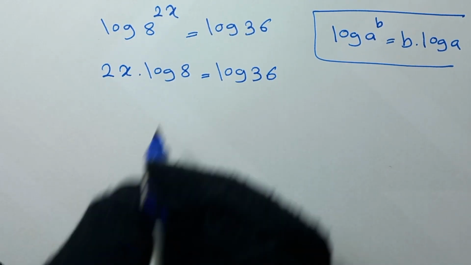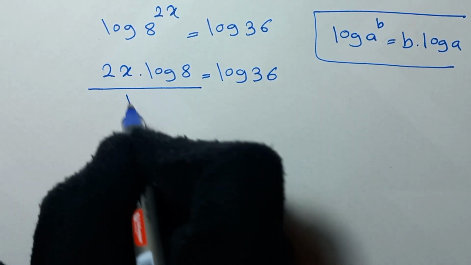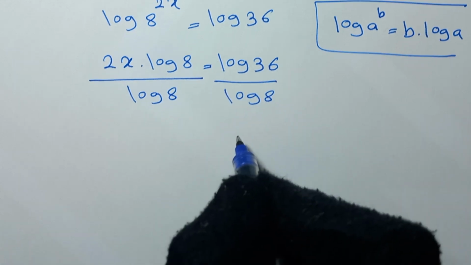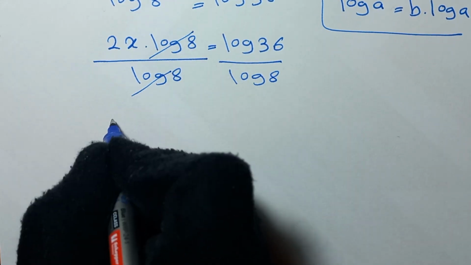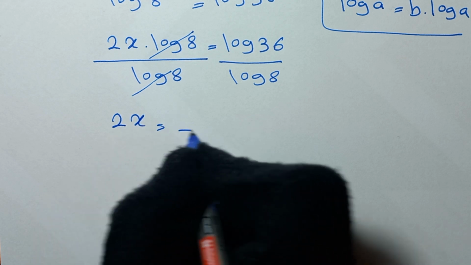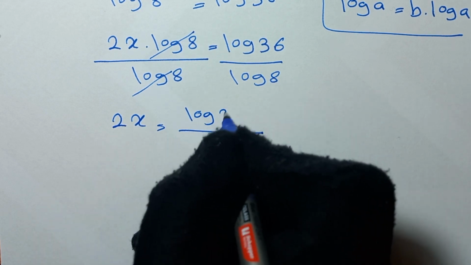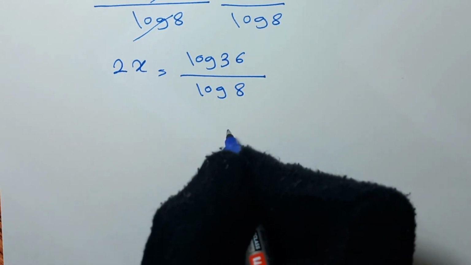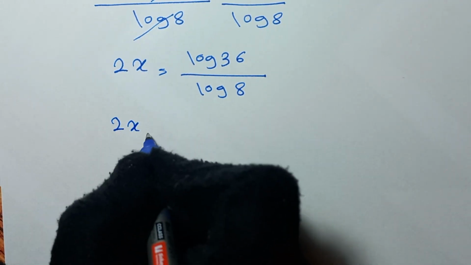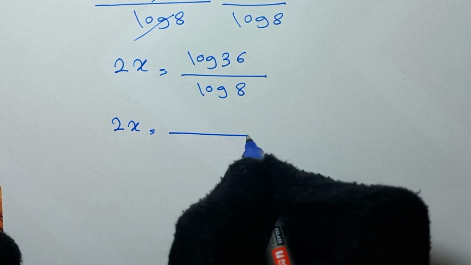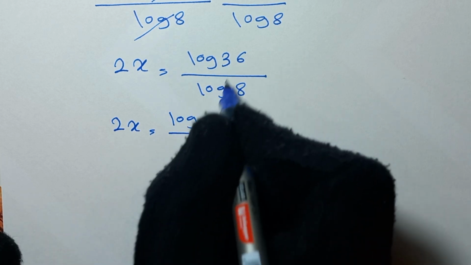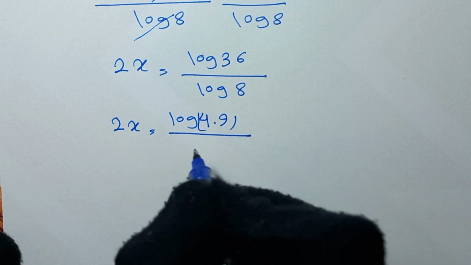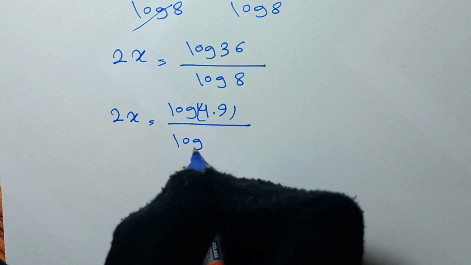And in the next step, we divide both sides of this equation by log 8, so it will be this divided by log 8, and this divided by log 8. So this will cancel this, and 2x is equal to log 36 over log 8. And in the next step, 2x is equal to log 36, and we can write 36 as 4 times 9, right? And over log 8.